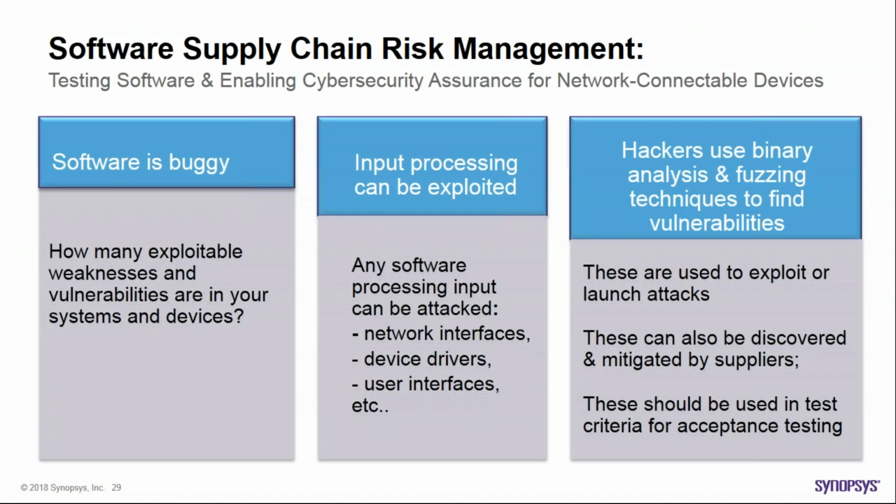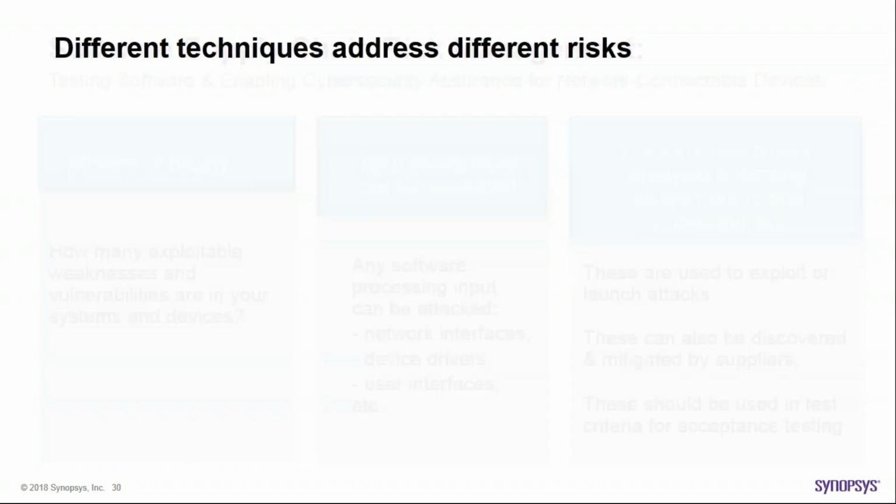The reason we want to focus on that is because of the fact that software is buggy. It's just a question of how many exploitable weaknesses and vulnerabilities are in your software and your systems, your devices. Input processing can be exploited. In fact, any software processing input can be attacked, either network interfaces, device drivers, user interfaces, it goes on. And we should recognize the fact that today, hackers are using fuzzing as a way of getting into us. They're fuzzing our systems, they're fuzzing our networks, they're finding out what the weak points are. They're determining how resilient is a system. And if they're doing it, are we doing that inside of our test regime? Fuzzing has been out there for years to help people understand the reliability of a product or the resilience, but it's actually a great thing for understanding the security posture of particular applications.